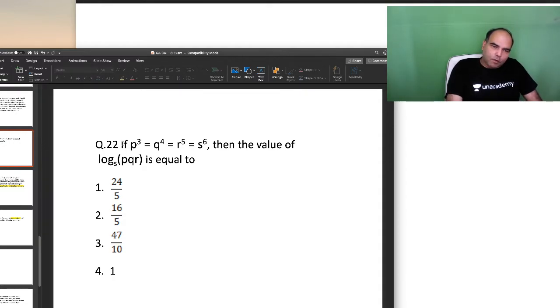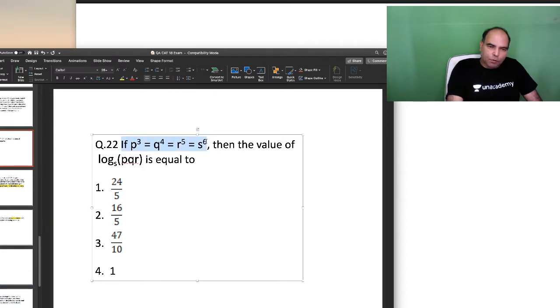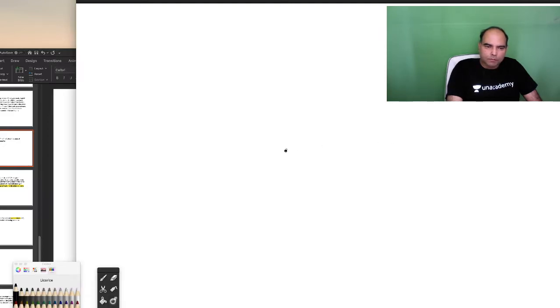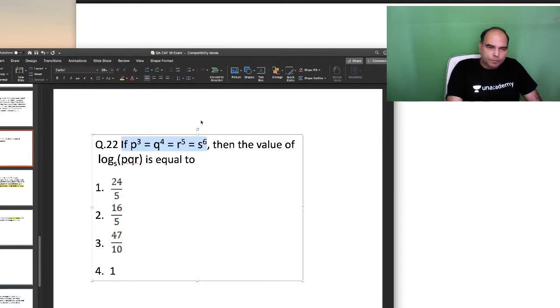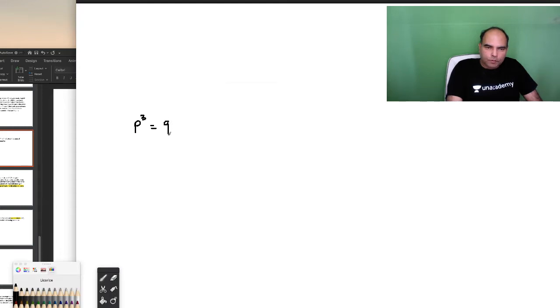This question talks about P cube is equal to Q raised to 4 is equal to R raised to 5 is equal to S raised to 6. P cube is equal to Q raised to 4 is equal to R raised to 5 is equal to S raised to 6. Let it be equal to K raised to 60.